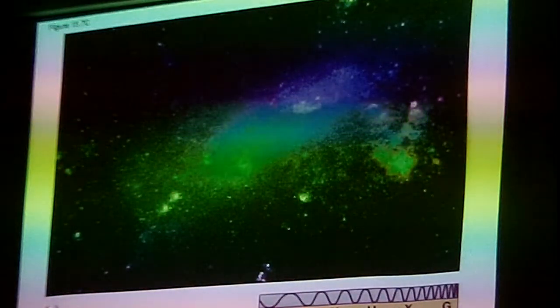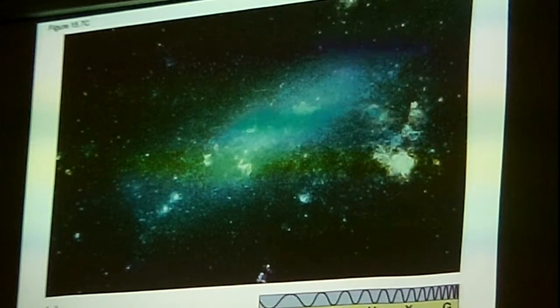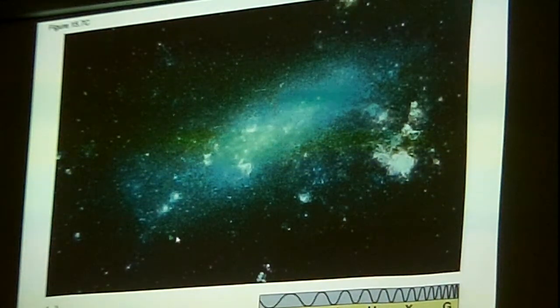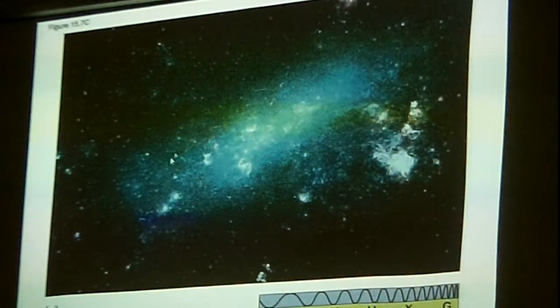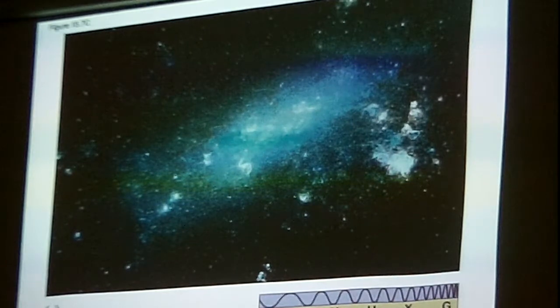There's an irregular galaxy. That's the Large Magellanic Cloud. That's an irregular galaxy that orbits around the Milky Way. And it can be seen with the naked eye from the southern hemisphere. It's the only galaxy that can be seen with the naked eye. This one and the Small Magellanic Cloud. Other galaxies can't really be seen with the naked eye. You need binoculars or telescopes.